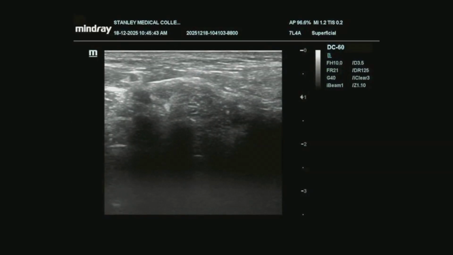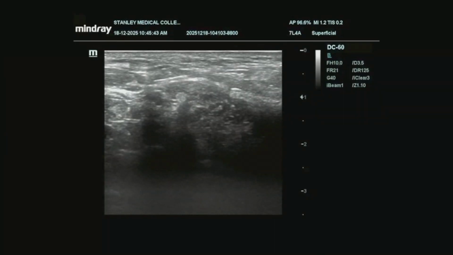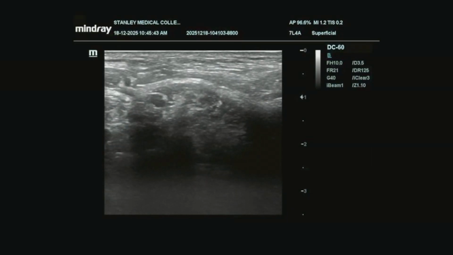So coming to how the block is performed. So we have the C5 root here, the C6 root here. When you move the needle, it is always advisable to move in the space between these two nerves because it's a thick fascia.